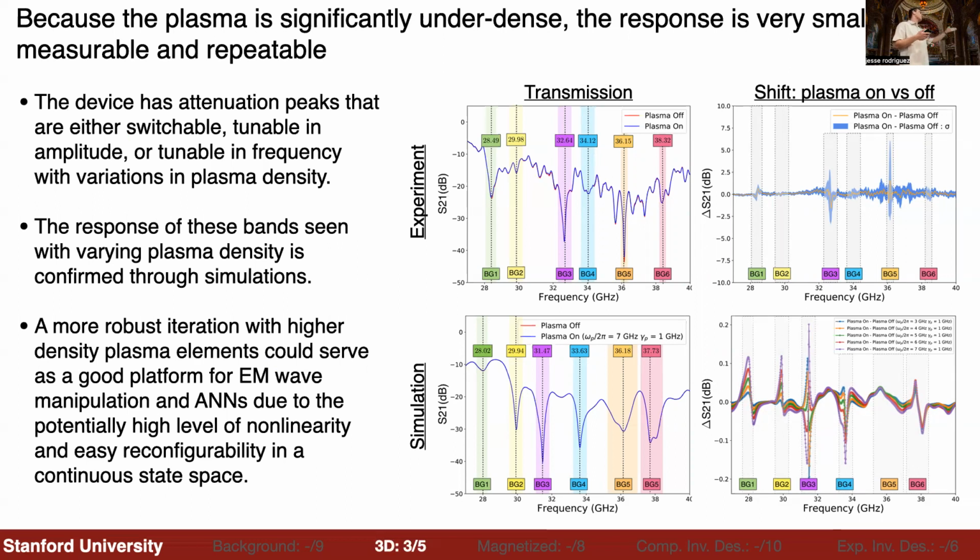Okay, and then a more robust iteration, of course, would allow you to have a much stronger level of reconfigurability in performance. But in practice, this is sort of nice because if we wanted to operate at really high operating frequencies, say like optical frequencies, you could still use plasmas that are significantly underdense and get this tunable performance. Okay, so that was the first main result that we got.